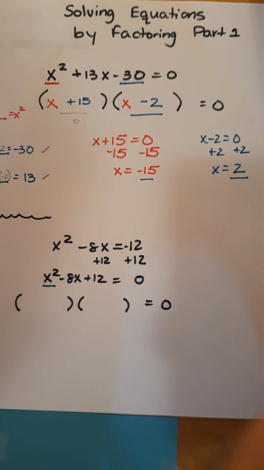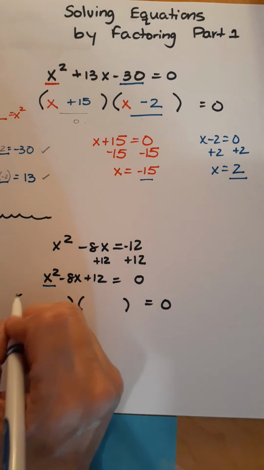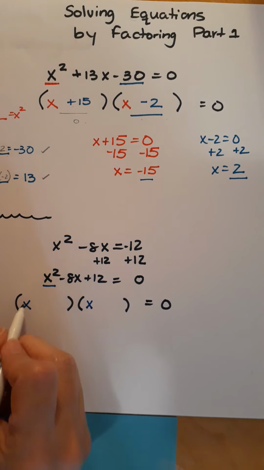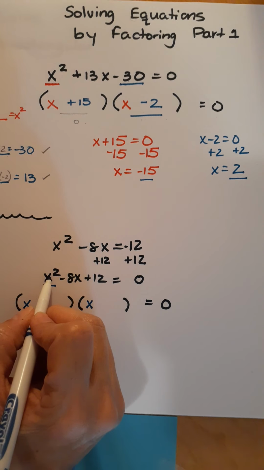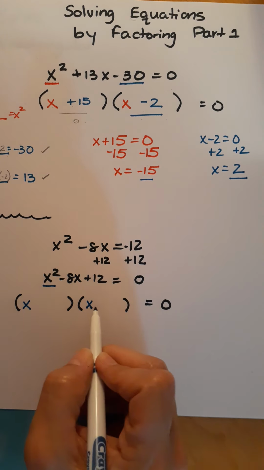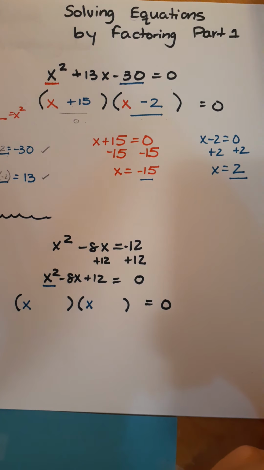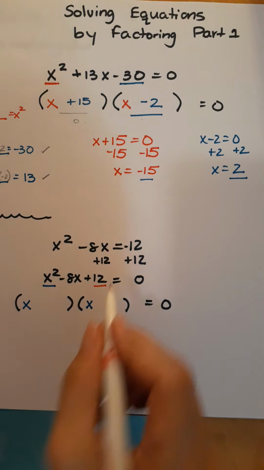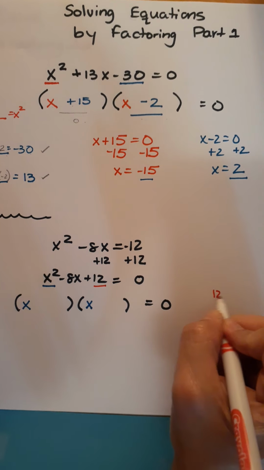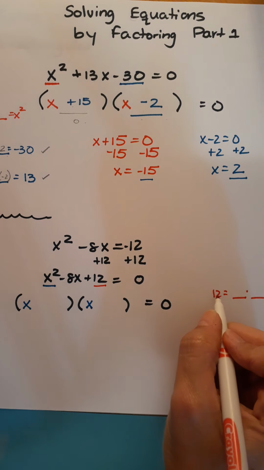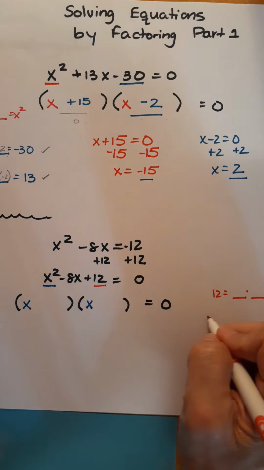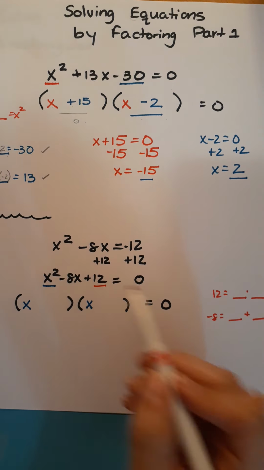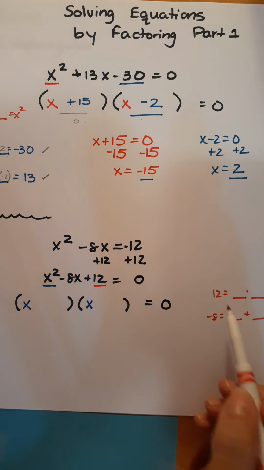So we're going to go ahead and write what times what is x squared, and we write it in the front of both parentheses. X times x is going to give you x squared. So this beginning term is what you write in the front of those two parentheses. Now the next thing we have is 12. We have to think of what two numbers that I multiply give me positive 12, and when I add them, give me negative 8.